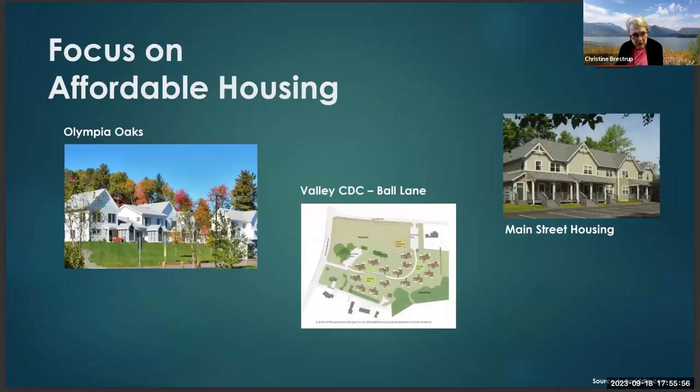So in terms of affordable housing, we have several things that have been completed, including Olympia Oaks in North Amherst, Main Street housing in the center part of Amherst, and then the Valley CDC is just now applying for a comprehensive permit to develop 30 units of affordable homeownership in the Ball Lane and Pulpit Hill neighborhood in North Amherst, and we're very excited about that. Next slide, please.